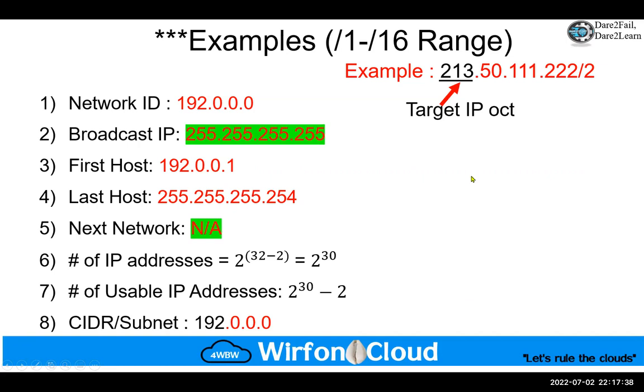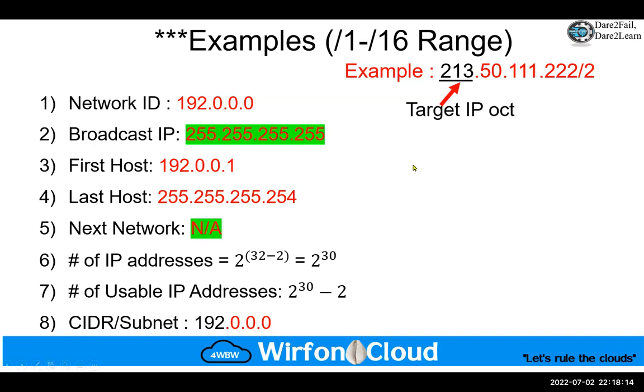Now, if we go in increments, the group size is 64. If we go in increments of 64, we have 64 times 3, which gives us 192, and 64 times 4 gives us 256. So we're supposed to have 256. So our target IP is 213. And if the next network is supposed to be 256, remember I mentioned we cannot put 256 on a network.